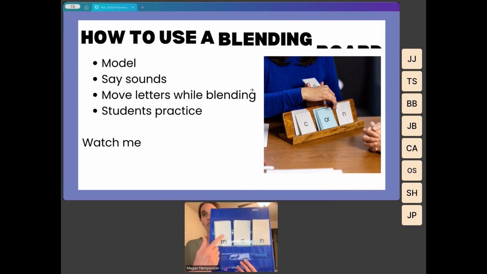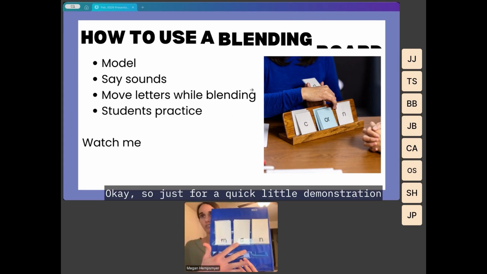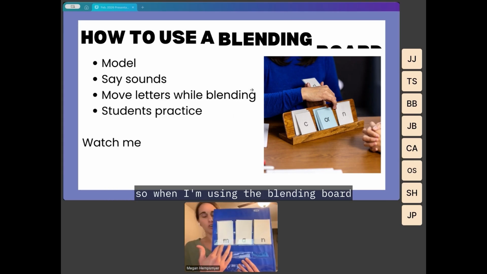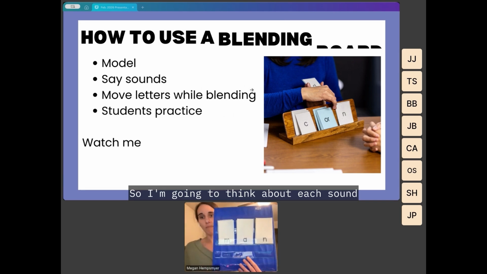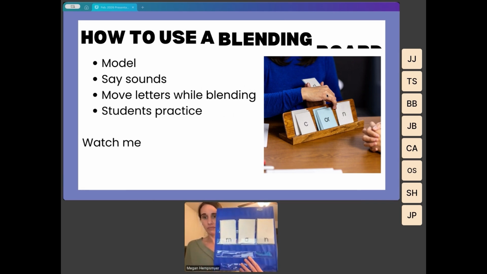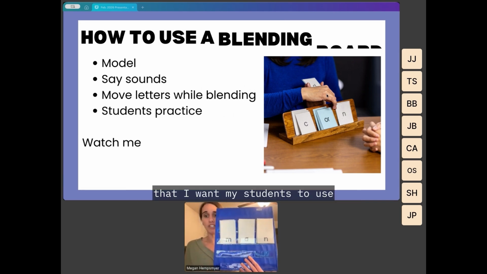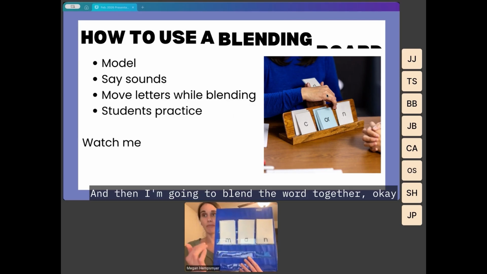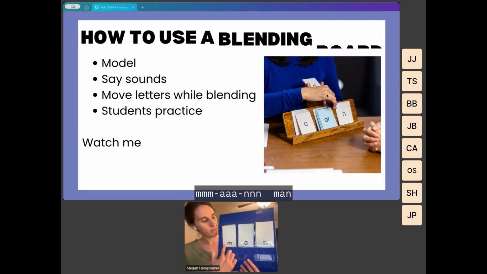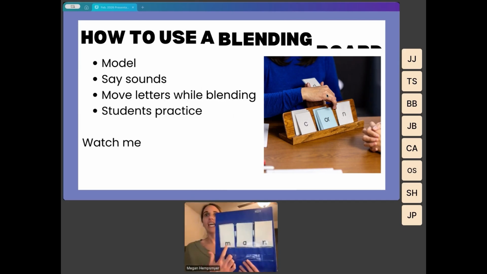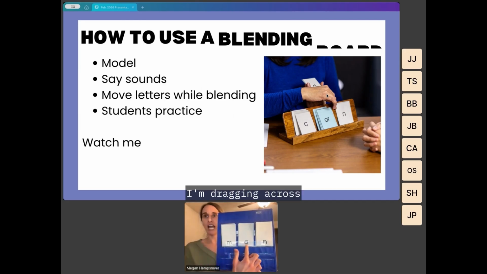Let's go through their sounds. Okay, so just for a quick little demonstration. When I'm using the blending board, I'm going to first model. I'm going to think about each sound that I want my students to use, and then I'm going to blend the word together. Okay. In, man. And as I'm doing it, I'm dragging across.